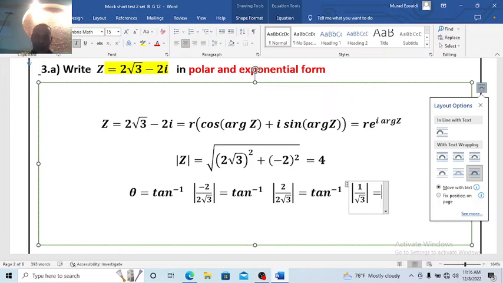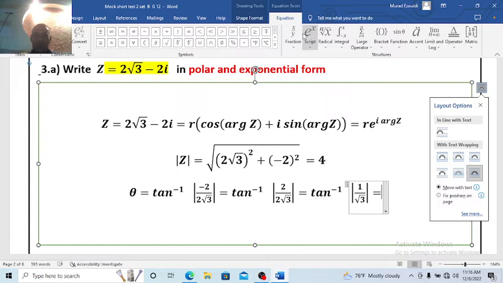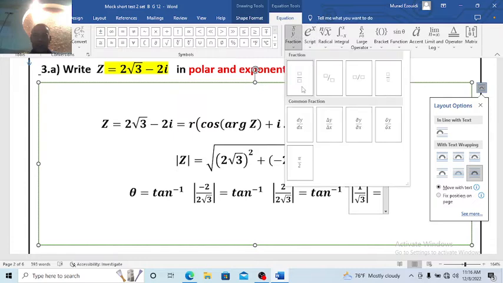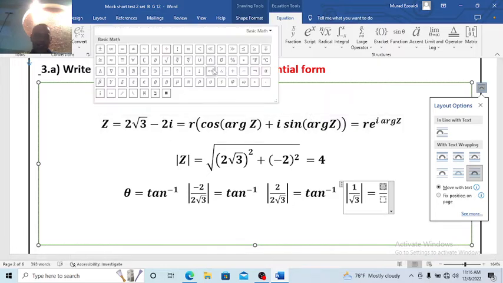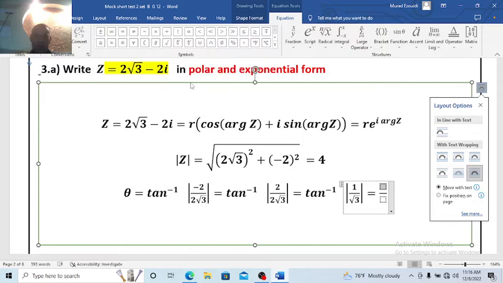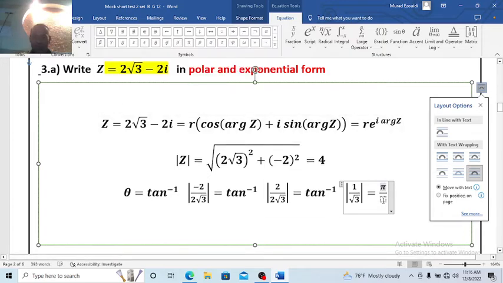So pi over 6, I will write first a fraction. I will insert my fraction, pi over 6. Okay, this, learners, is pi. What is it? Pi over what? Over 6.